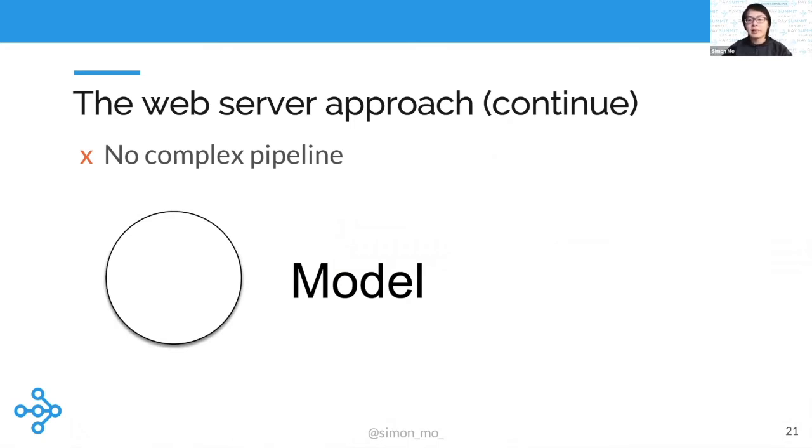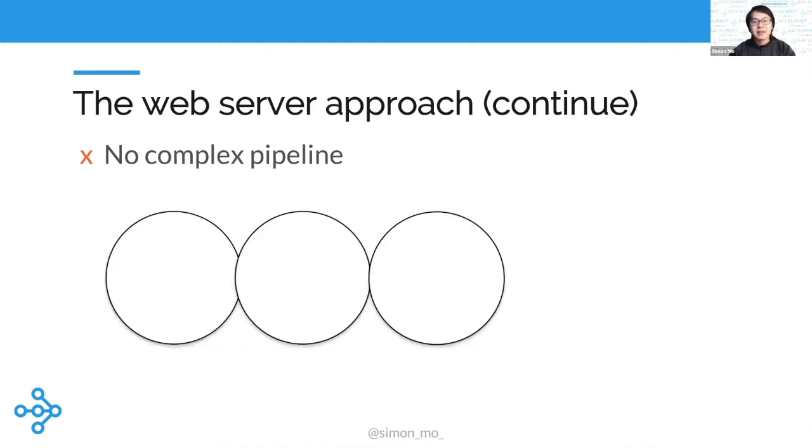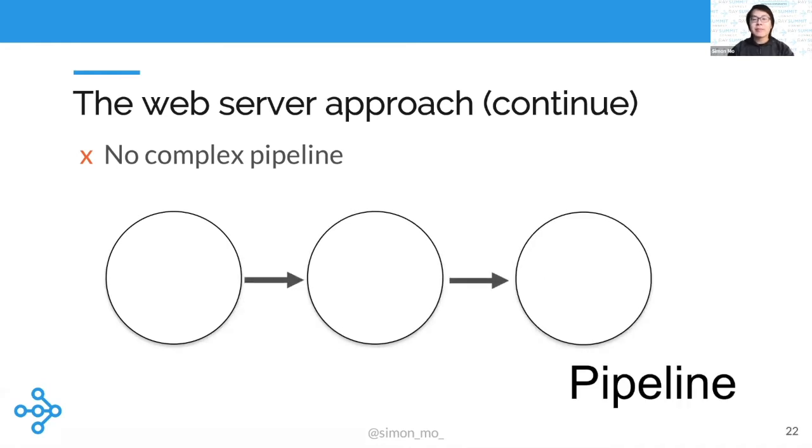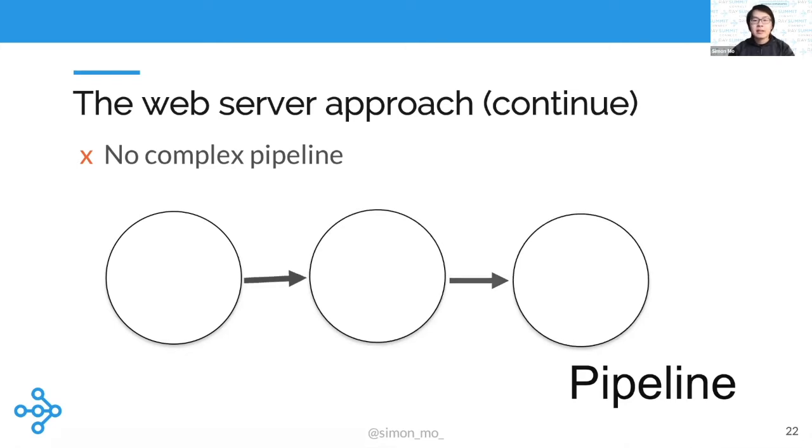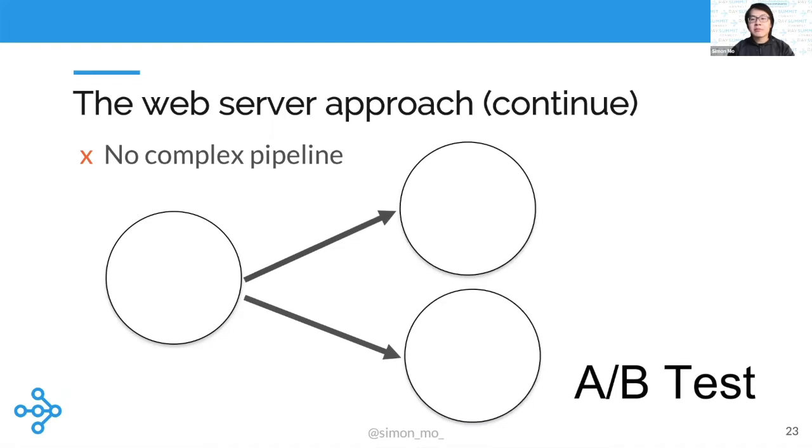What do I mean by that? Let's say one of these circles represents a machine learning model. In a typical user-facing ML application, a model does not work in isolation. There are typically chains of operators that involve pre-processing and post-processing, or embedding lookup, visualization, and ranking. There are also cases where you need to split the request between different models to perform A/B testing. For example, we want to send 80% of the traffic to one of the models and 20% to the other.